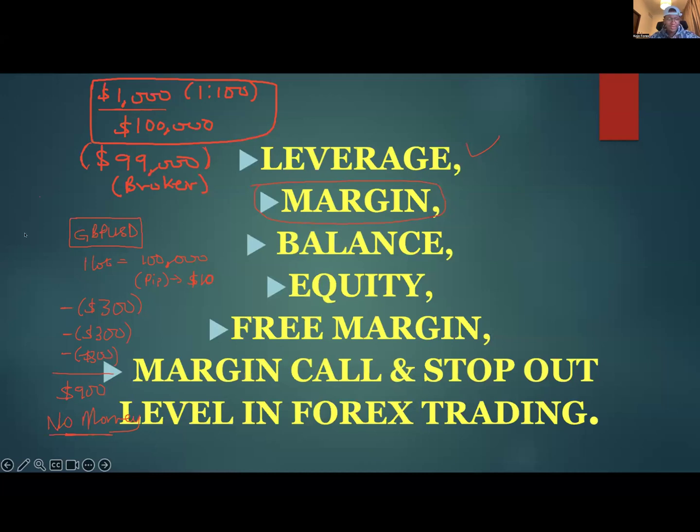Okay, now that the aspect of margin is explained, let's go on to balance. Balance is pretty straightforward. What is balance? Balance is the capital you started with. So balance is your $1,000, right? Your balance is your $1,000. Balance is straightforward. I hope everybody understands balance now.